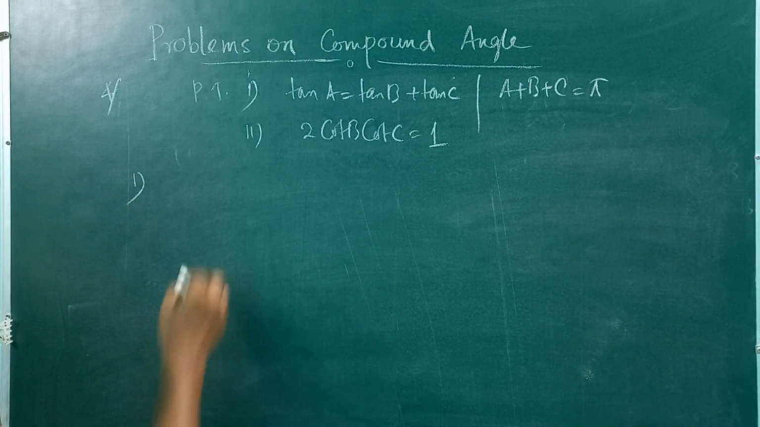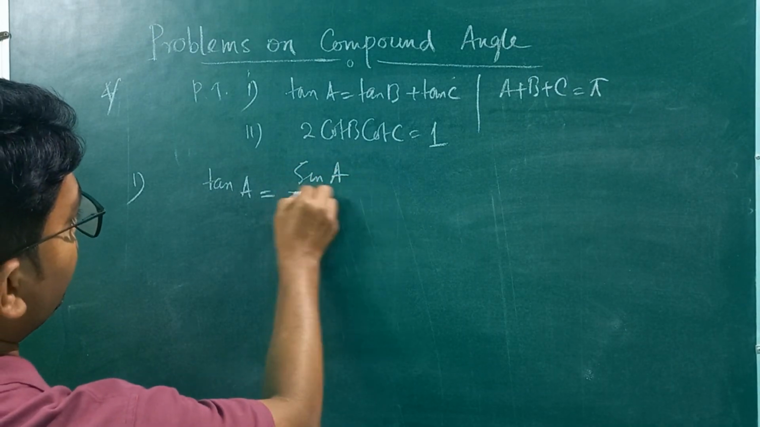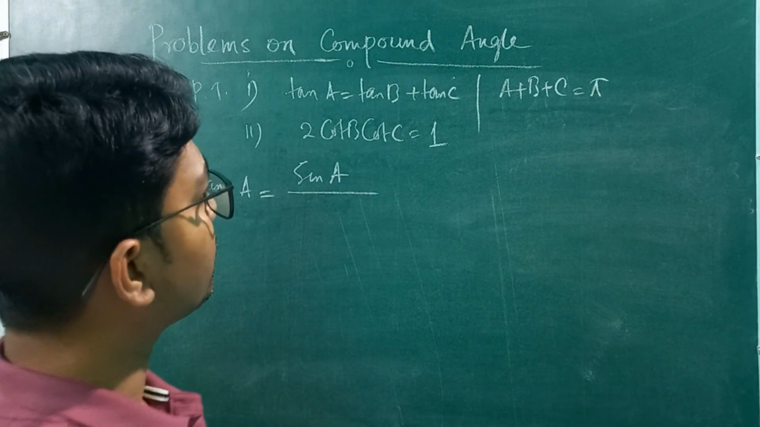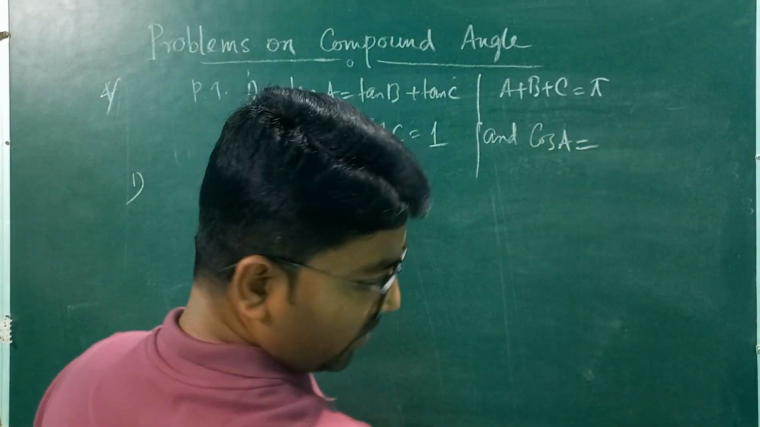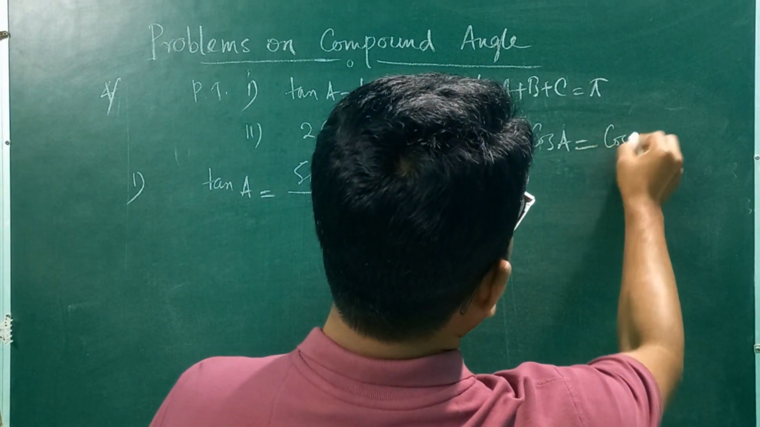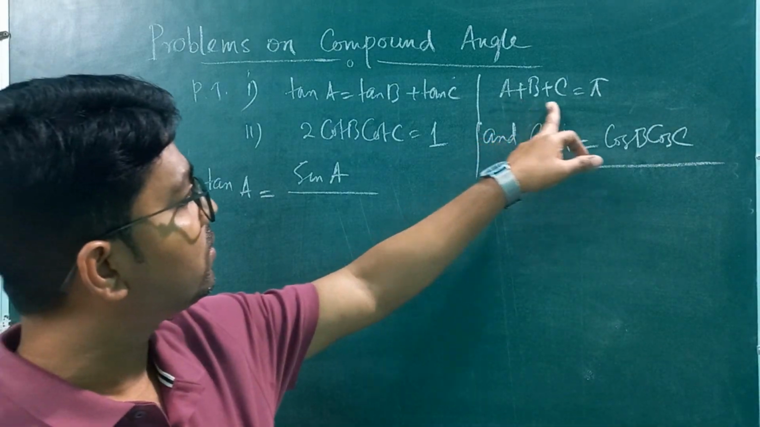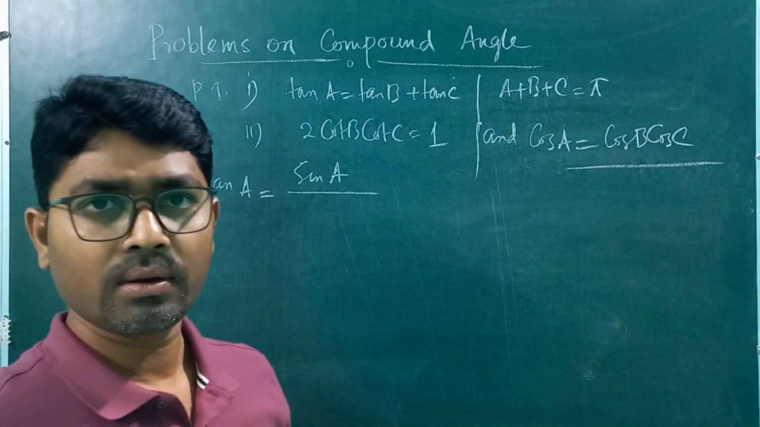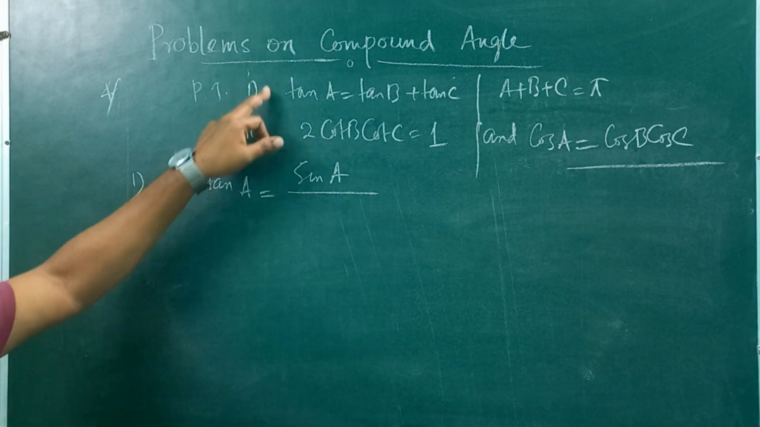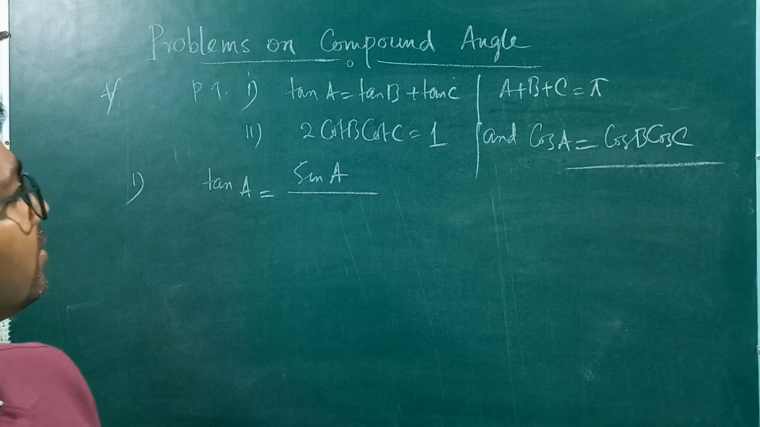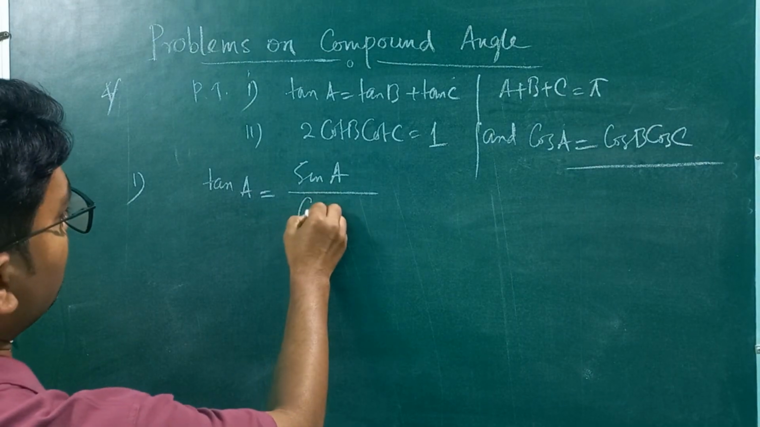For the first one, tan A. What is tan A? Another condition is also given, and that condition is cos A equals cos B cos C. Two conditions are given. One is with the angles A, B, C, another is cos A equals cos B cos C. We have to prove tan A equals tan B plus tan C and 2 cot B cot C equals 1. Now for the first one, tan A equals sin A by cos A.